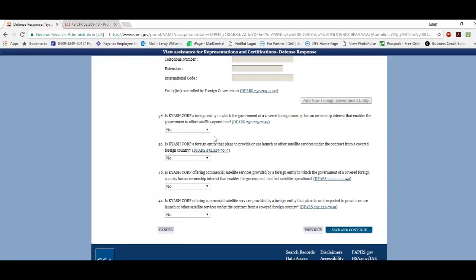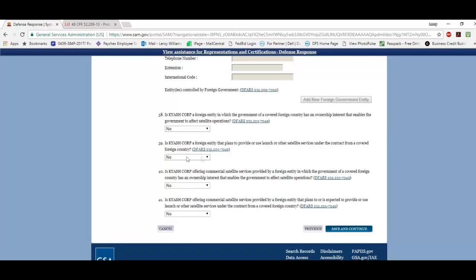Okay, number 38, is Irs Corp a foreign entity in which the government of a covered foreign country has an ownership interest that enables the government to effect satellite operations? No. Is Irs Corp a foreign entity? That's 38. 39. Is Irs Corp a foreign entity that plans to provide or use or launch other satellite services under the contract from a covered foreign country? No.